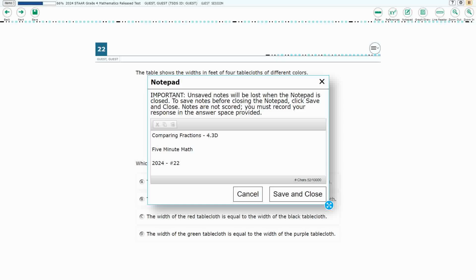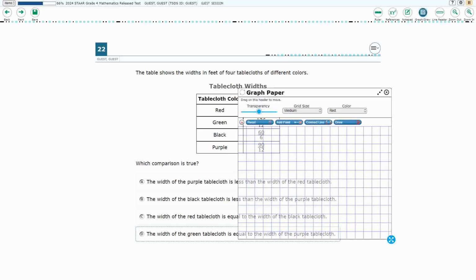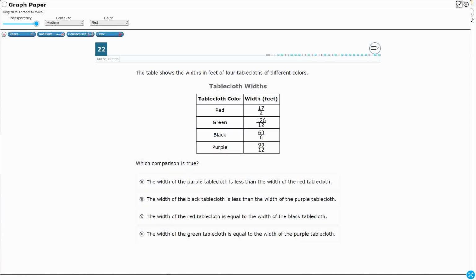Today we are looking at the fourth grade concept of comparing fractions. This is Standard 4.3D in the great state of Texas, and we are using item number 22 of the 2024 released STAAR test. If you haven't done so already, please go ahead and take a moment to pause the video, work this problem out on your own, unpause it, and we will look at our answers together.